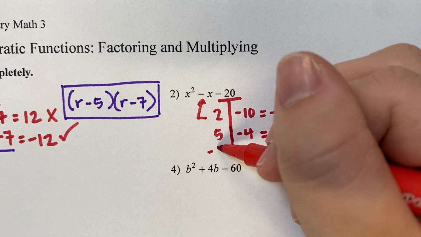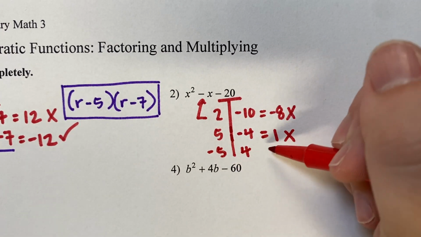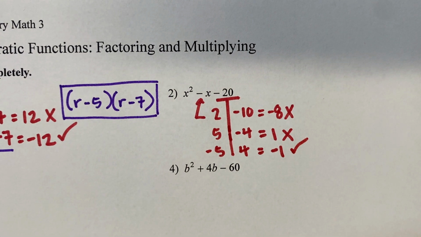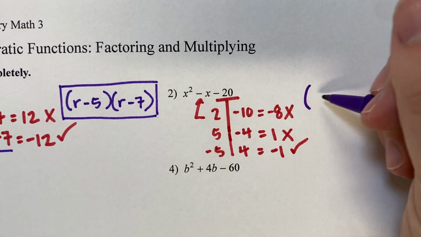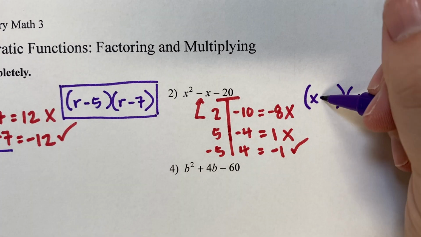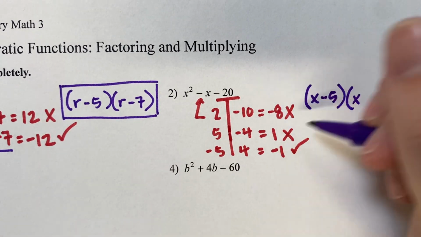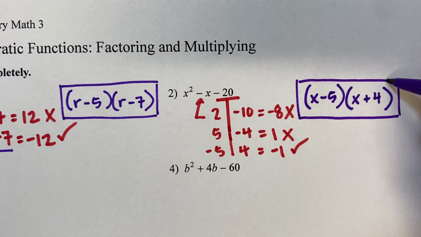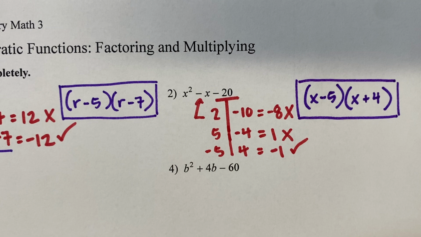So let's try switching those signs. Let's do negative 5, positive 4. Now when added together, they give me that negative 1 that I'm looking for. So now I can do my two sets of parentheses. Variable in front, this time it's x. I have a negative 5, so x minus 5. A positive 4, so x plus 4. And there we go.